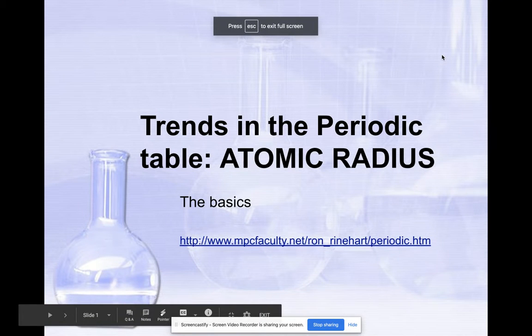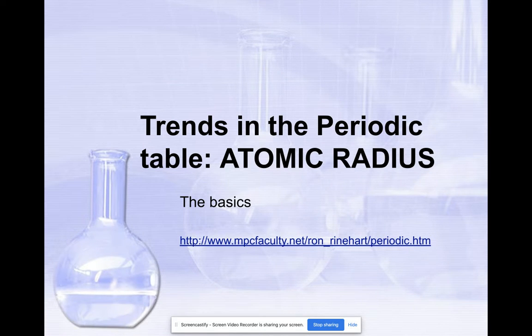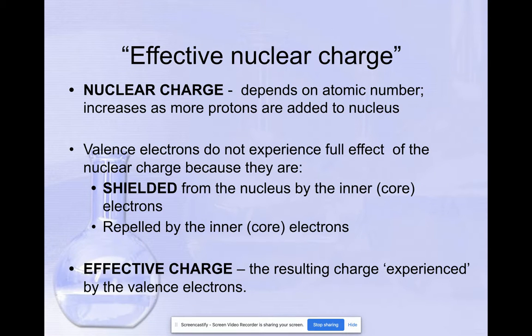So welcome. We're going to look at the fundamental trend in the periodic table, the atomic radius. First, you need to understand what effective nuclear charge is. Nuclear charge is, as you'd expect, dependent upon the atomic number. So as more protons are added, the nuclear charge increases. But the valence electrons don't experience the full effect of that nuclear charge because there are inner core electrons.